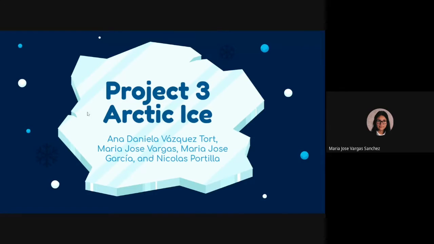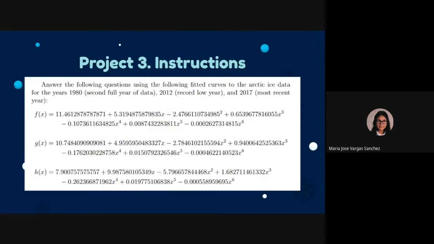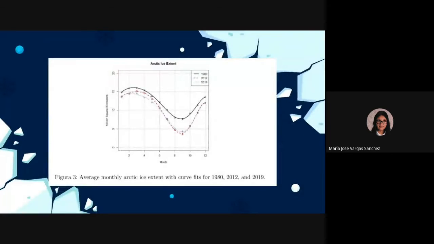Today, we are going to explain project number 3, which asks to answer 3 different derivatives using some fitted curves that will be shown in a moment, for the Arctic Ice data for the years 1980, 2012, and 2017. So what we are going to do is calculate the maximum and minimum sea ice extent according to the graphic.